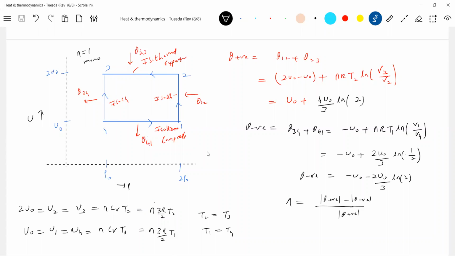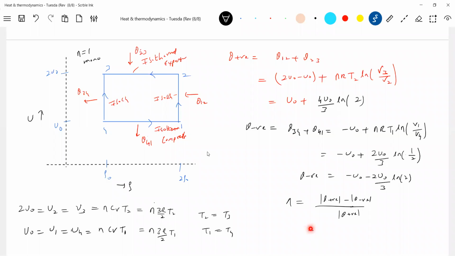Substituting this, the U0 will get eliminated. Everything will come in log. I think, okay, I'll leave it. Because U0 will get in 1 plus 4/3 log 2, negative of that. Subtract, we'll get the efficiency. Okay, agreed now? So don't get worried here. Only for a PV graph can you find efficiency? For any curve, if they give, you should know how to calculate the efficiency.